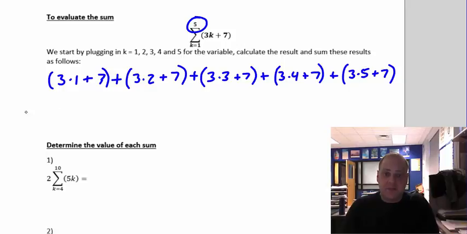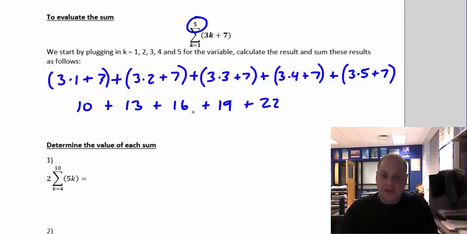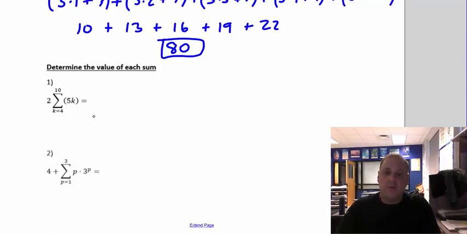And then you just simply calculate it. So this is 3 plus 7, which is 10. 6 plus 7, 13. 9 plus 7, 16. 12 plus 7, 19. 15 plus 7, 22. And you add all those up, and it comes out to be 80. I did it ahead of time just to save you time. It's pretty simple. We're just going to do a couple more, and then we're going to set up a couple where they give you the sequence and you have to come up with sigma.